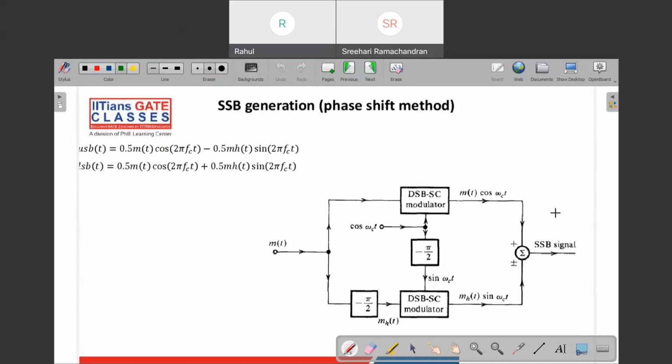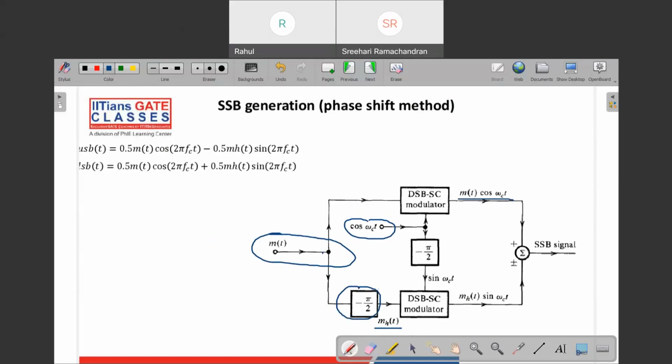So how do we generate the SSB signal? That's where this Hilbert transform comes into the picture. You have the message. Take this message and multiply it with cos ωct. You will get m(t) cos ωct. Now take this message and pass it through a Hilbert transform.